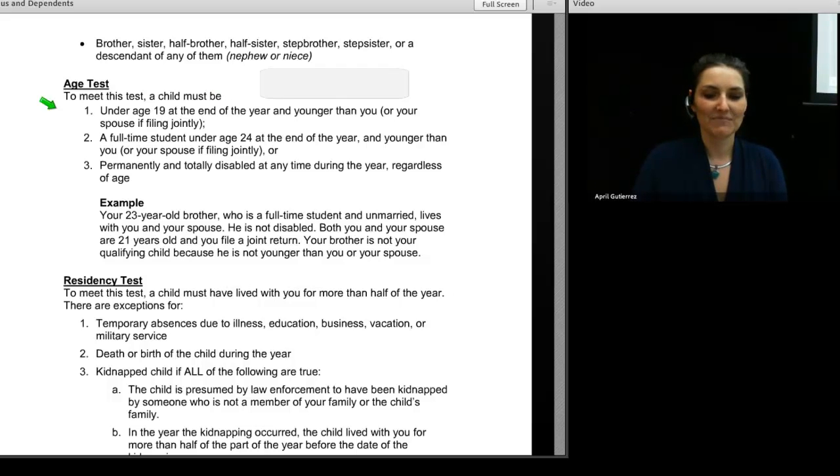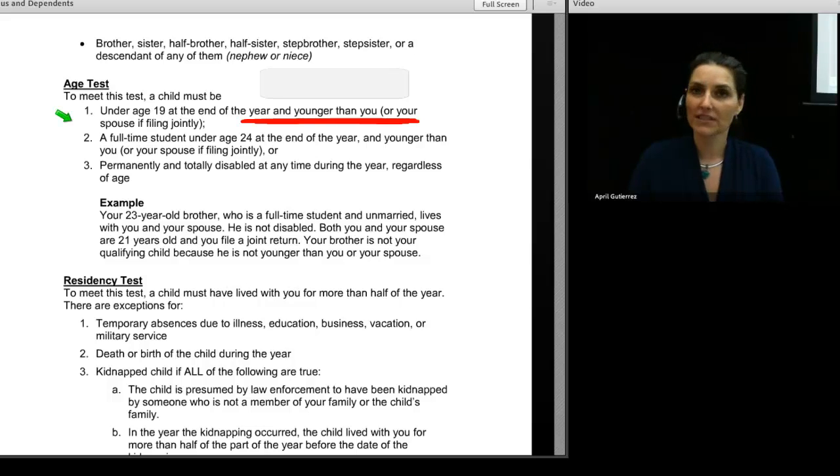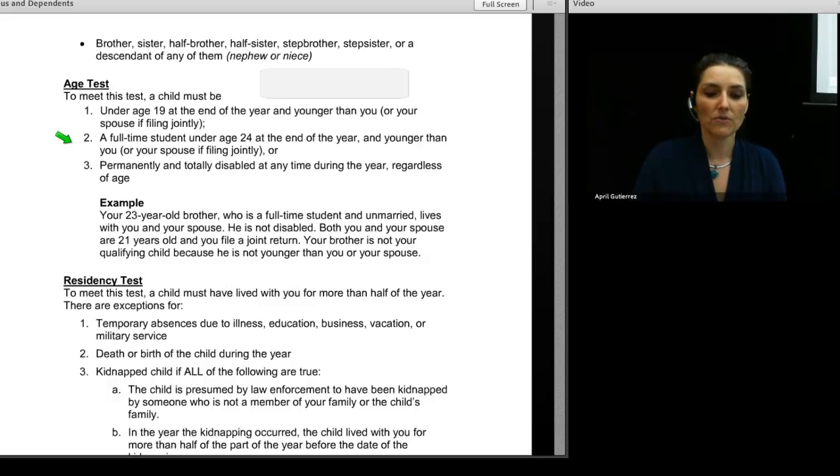Age test. To meet this test, a child must be under the age of 19 at the end of the year and younger than you or your spouse if filing jointly. A full-time student under the age of 24 at the end of the year and younger than you or your spouse if filing jointly, or permanently and totally disabled at any time during the year regardless of age.